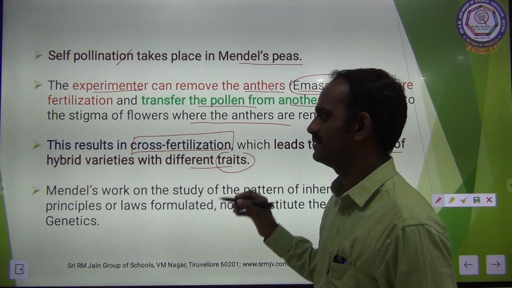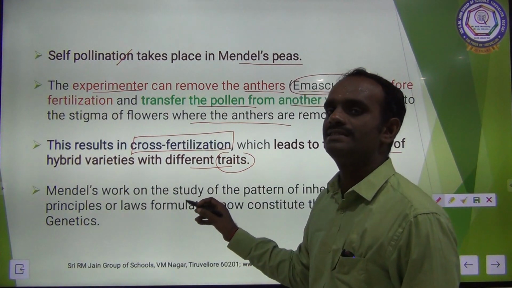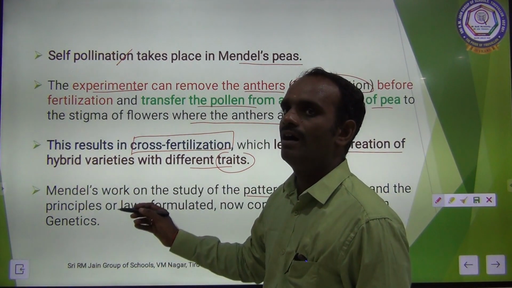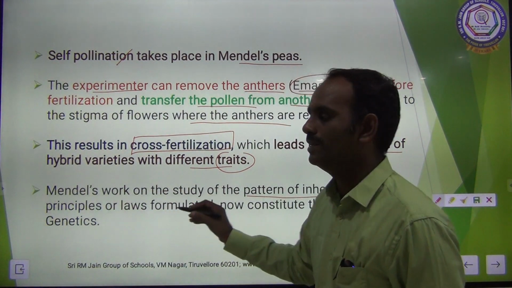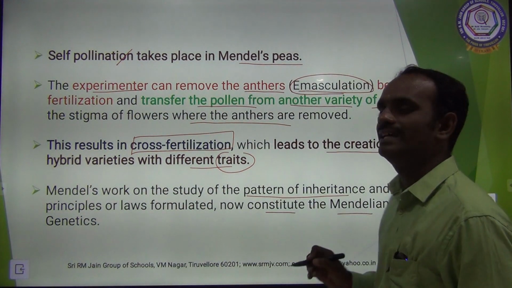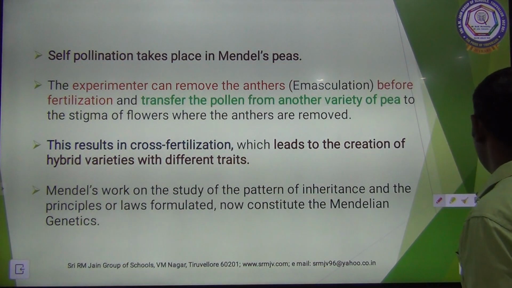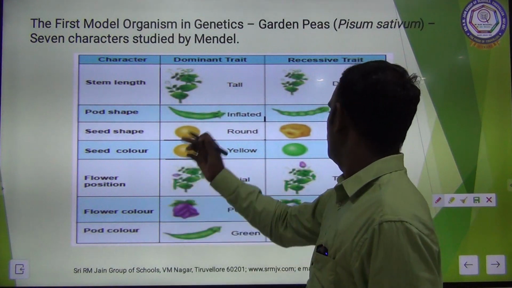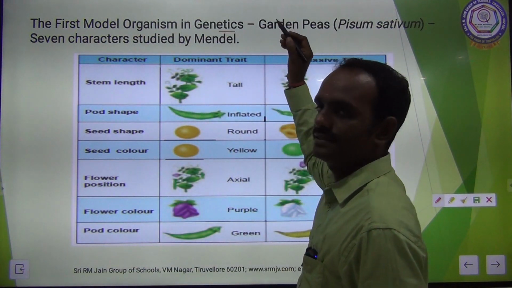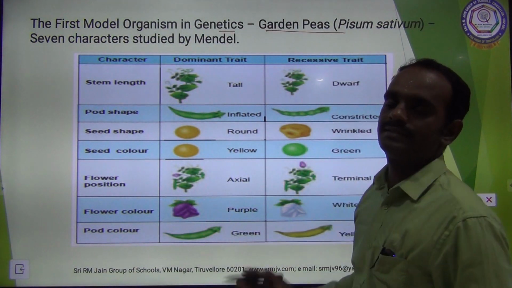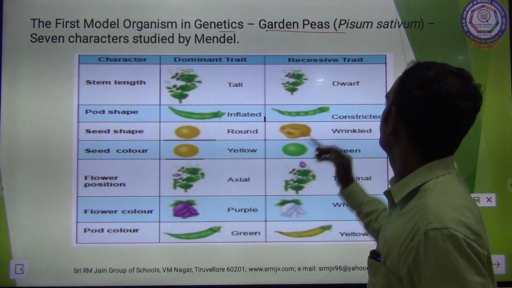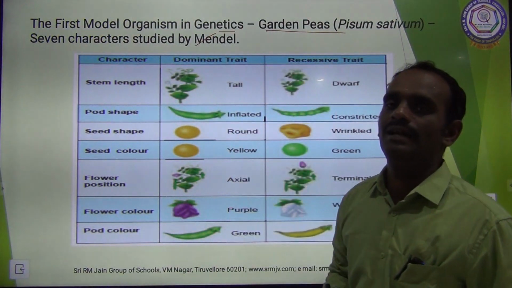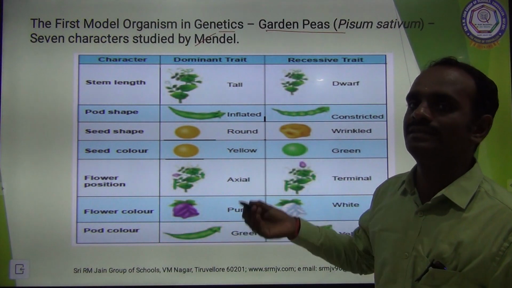Traits means characters. Mendel's work on the study of the pattern of inheritance and the principles or laws formulated now constitute Mendelian genetics. The first model organism in genetics was the garden pea, Pisum sativum. He observed 7 characters. So Mendel studied 7 characters.